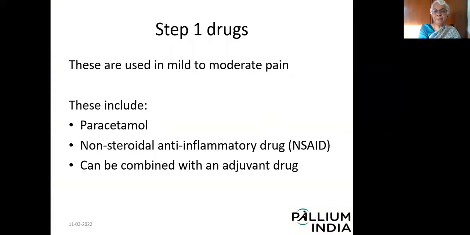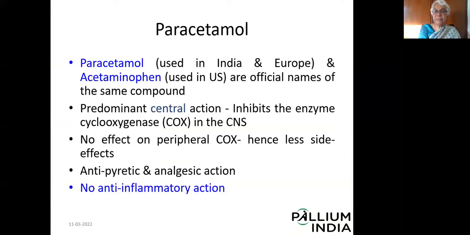Now let's discuss step 1 drugs. Step 1 drugs are the non-opioid drugs like paracetamol and non-steroidal anti-inflammatory drugs, and they can be combined with an adjuvant drug. Now, paracetamol is a word that is used in India and Europe. In the US, it is called acetaminophen. They are the official names of the same compound.